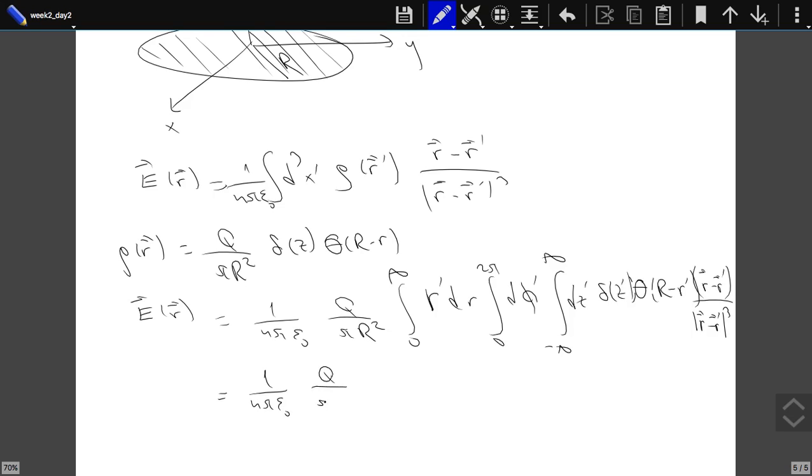Now the r prime integral, this step function tells me that the contribution from the r prime integral only comes from 0 up to capital R, so it doesn't really go up to infinity. So it starts from 0 and it goes up to capital R of the r prime times r prime. Phi integral just gives me 2 pi. Z integral just gives me, well, 1, but after this step, wherever I see a z prime, it should be 0. Yes, and that's basically it.